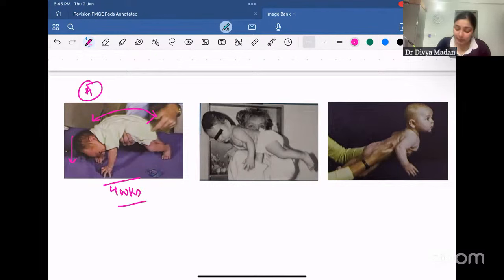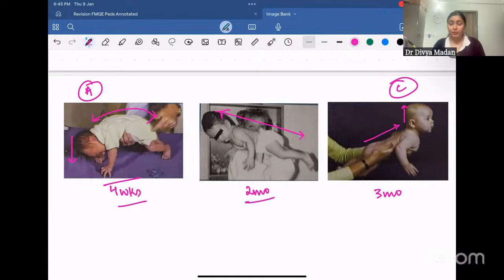Now look at this baby. Here the head is in line with the back. And look at this image. Here the head is above the back, right? So in this image, now the complete head control has happened. Now the child can lift the head above the plane of the back, right? So this is at 3 months, and this one in between is at 2 months of age, right? So 4 weeks, 2 months, 3 months.